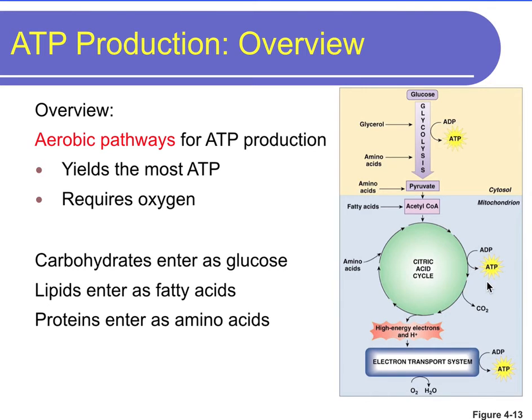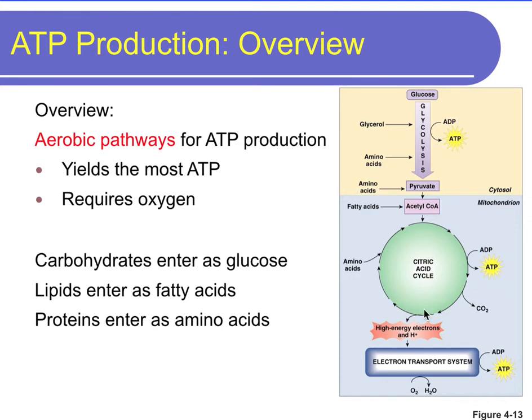Then what we're going to do is take the energy that we created. Some of that energy is going to be in the form of ATP as shown here. Others are going to be in the form of NADH and FADH2. Those are also forms of energy, but really we want ATP. So we want to convert that energy, NADH and FADH2, into ATP.